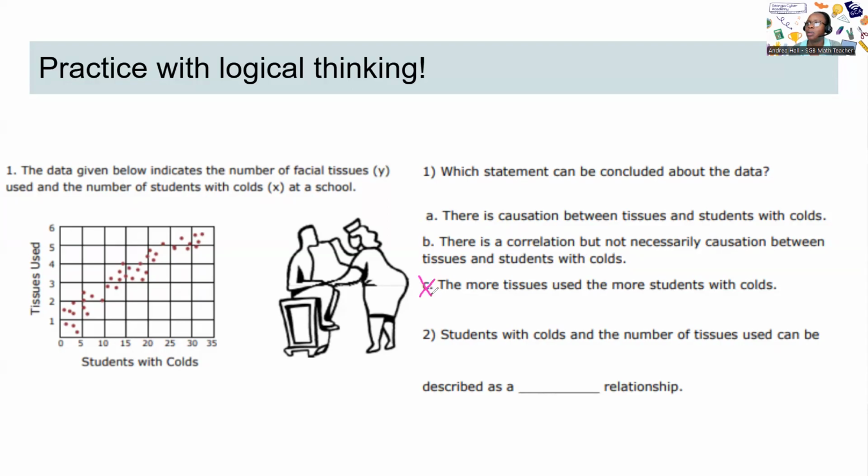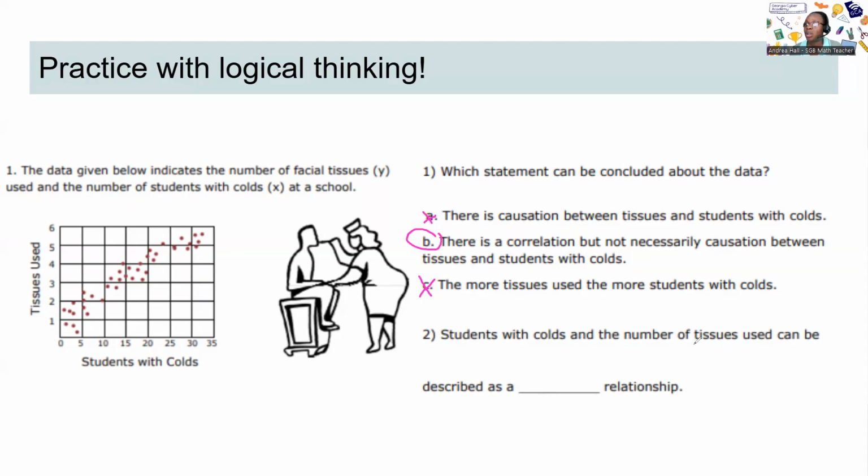Well, we can't say that. There's a causation between tissues and colds? No, there is a correlation, but not necessarily a causation. They could be using the tissues for other reasons, right? They could be making a mess. They could be crying, not because they have a cold.